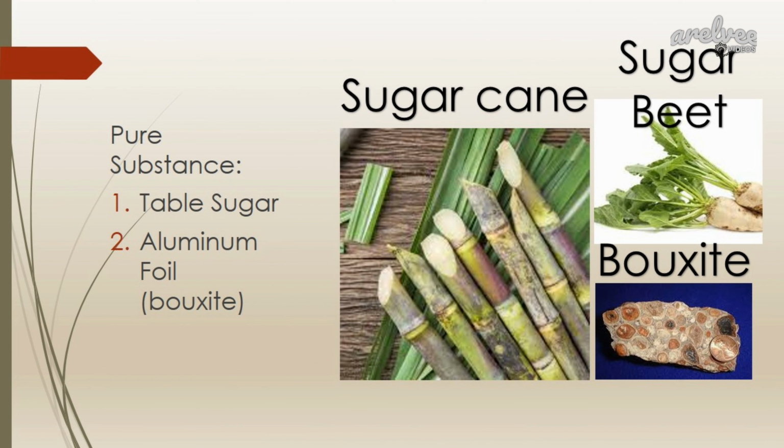We know that mixtures are not chemically combined, but pure substances. Here are the examples. Number one, table sugar. Two, aluminum foil or bauxite. On this picture, you would see that sugar cane, this is an example of a pure substance, and also sugar beet and bauxite.